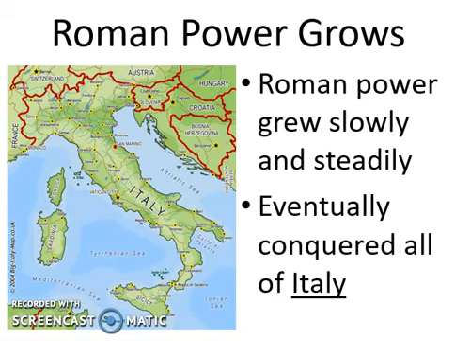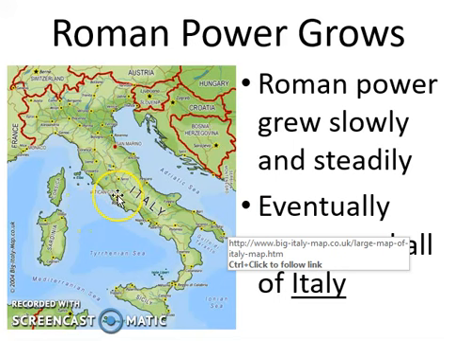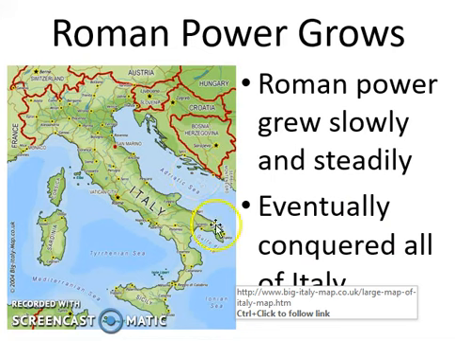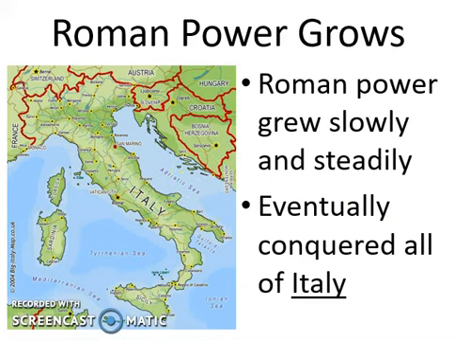Roman power grows. Roman power grew slowly and steadily. Eventually, Rome had conquered all of Italy. So this is still the Roman Republic at this point. The Roman Republic started just as the city of Rome with a king who led, and then it's going to spread all throughout the Italian peninsula.